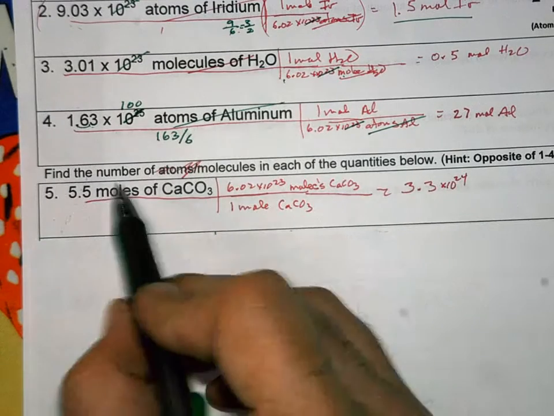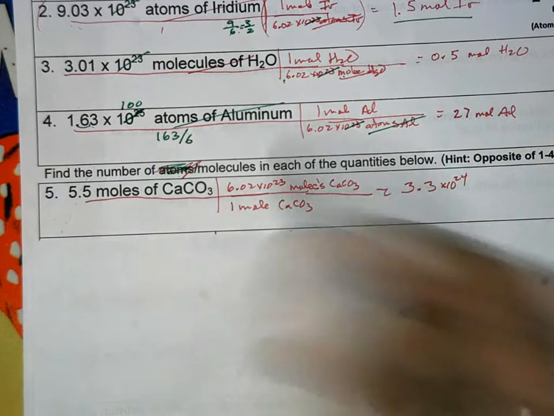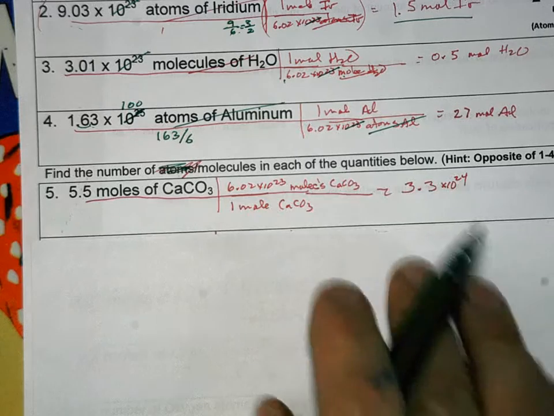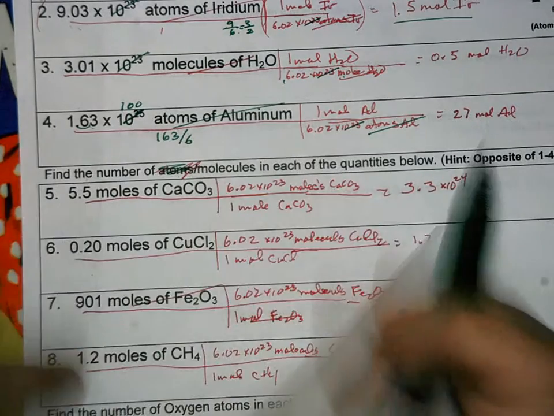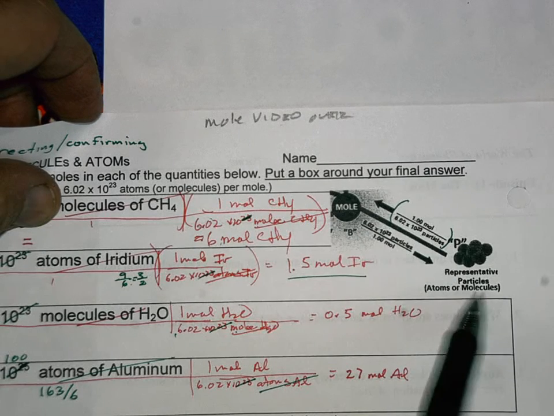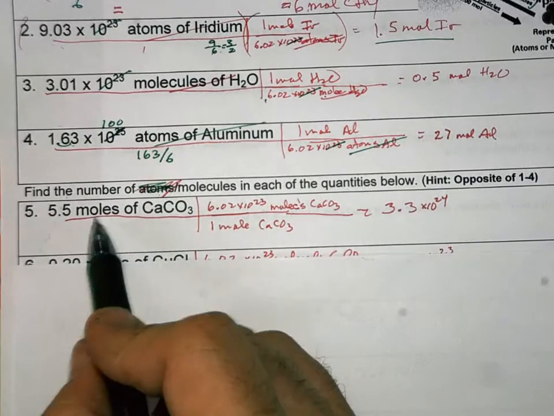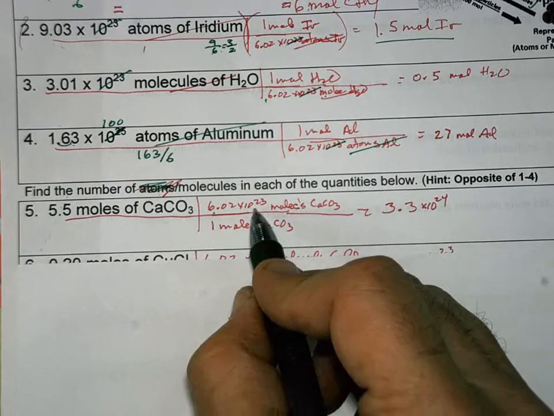Now over here, we're looking for a number of atoms, and actually I can cross off the atoms. They're all going to be number of molecules of each of the quantities. Now we're starting with moles in all of these. Let me verify. Yeah, so looking back up here, whenever you go from moles to number of atoms or molecules, you're going to be multiplying by Avogadro's number. So for each of these, we're multiplying. So 5.5 times 6 times 10 to the 23.